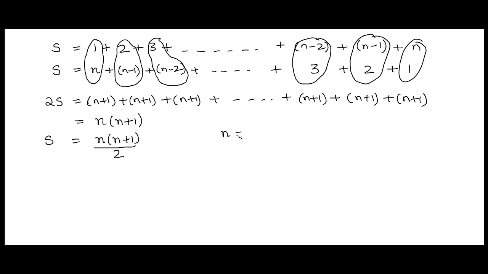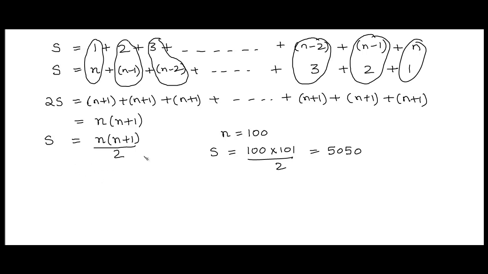So if n is 100, then s would be 100 times 101 divided by 2, which is 5050. And that was the specific problem that was given to Gauss. But now we have a general solution. We can add up the first n numbers for any value of n.